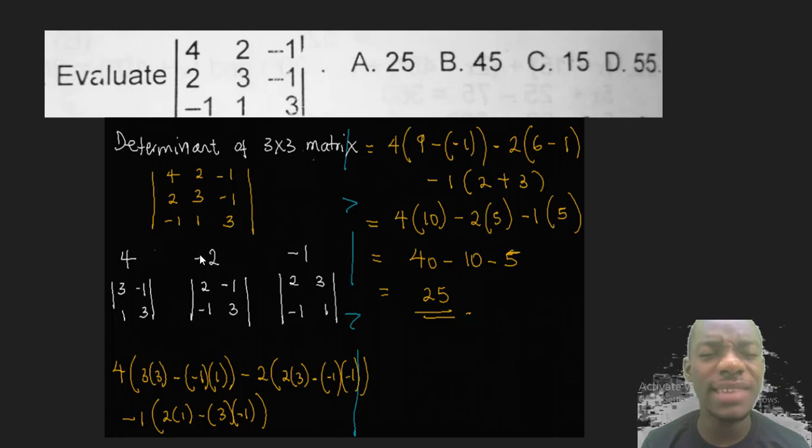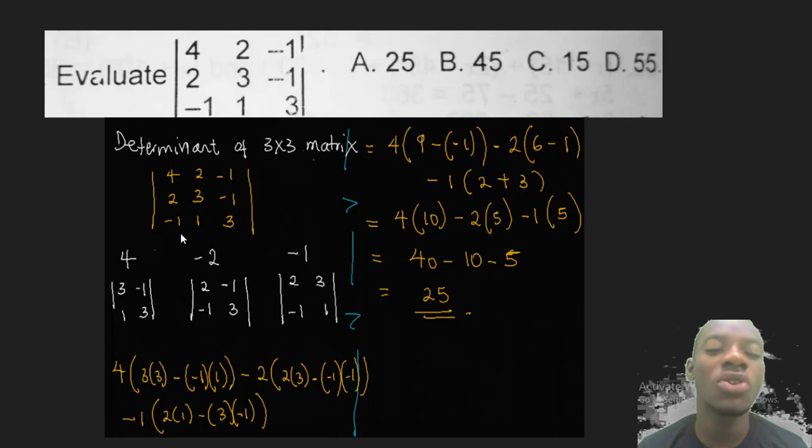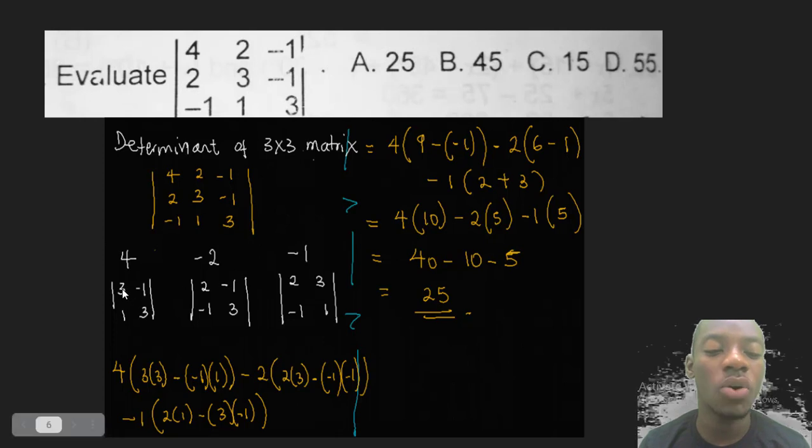Please take note. And that's what I have here, 4 minus 2 minus 1. Then pick out the cofactors, the ones that are not under the 4. Now this is 4. These are the column of 4, 2 and minus 1. These are the row of 4, 2 and minus 1. The ones that are not under the row and the column of 4 are 3, minus 1, 1, 3. And those are the cofactors of 4: 3 minus 1, 1, 3.